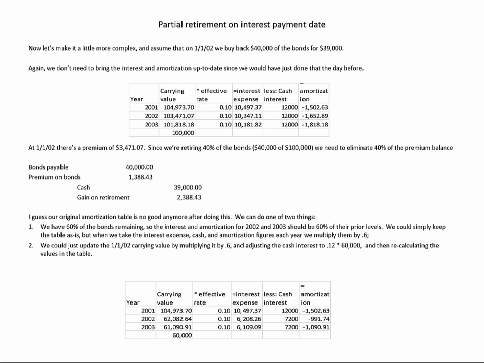And we simply continue as we had done previously with constructing the amortization table. Again, obviously you have to change the cash interest. Now we're paying 12% of $60,000 as opposed to 12% of $100,000.